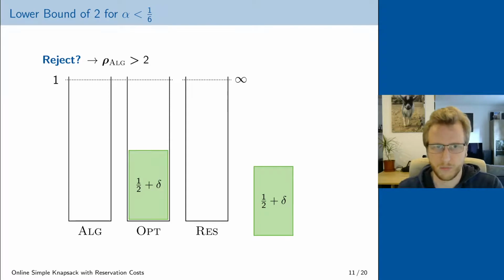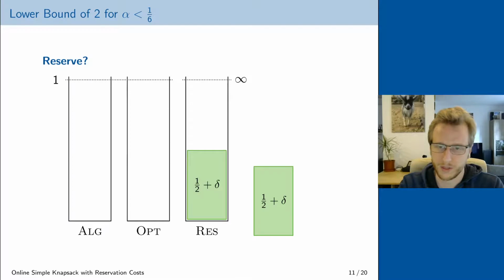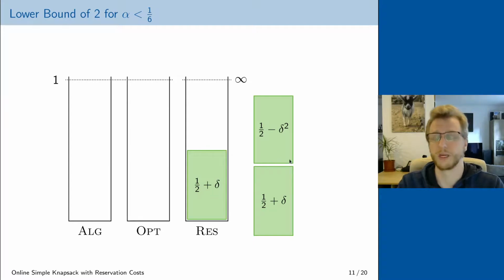So let's go for the third option. Maybe we can get below 2 there. So we reserve this item. And now the next item is presented, which is 1/2 minus delta squared. These two items do not quite fit together into a knapsack. They are together slightly bigger than 1. So again, we have three options. Do we pack this item, reject it, or do we reserve it?